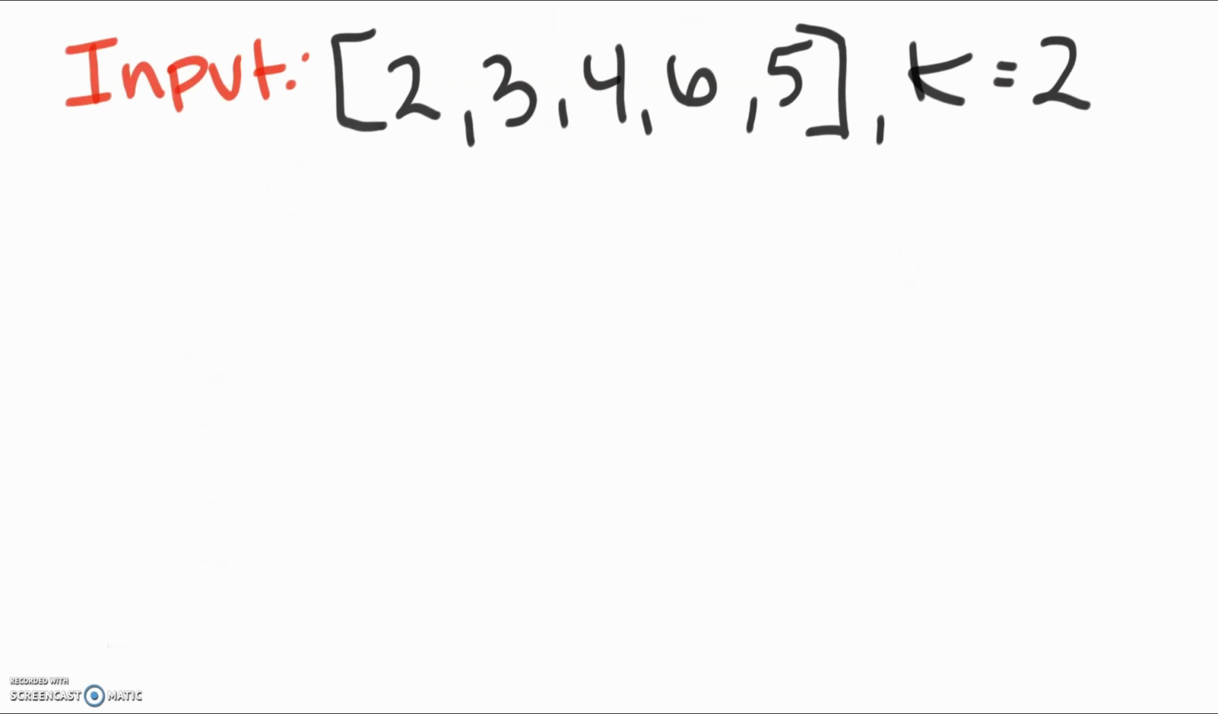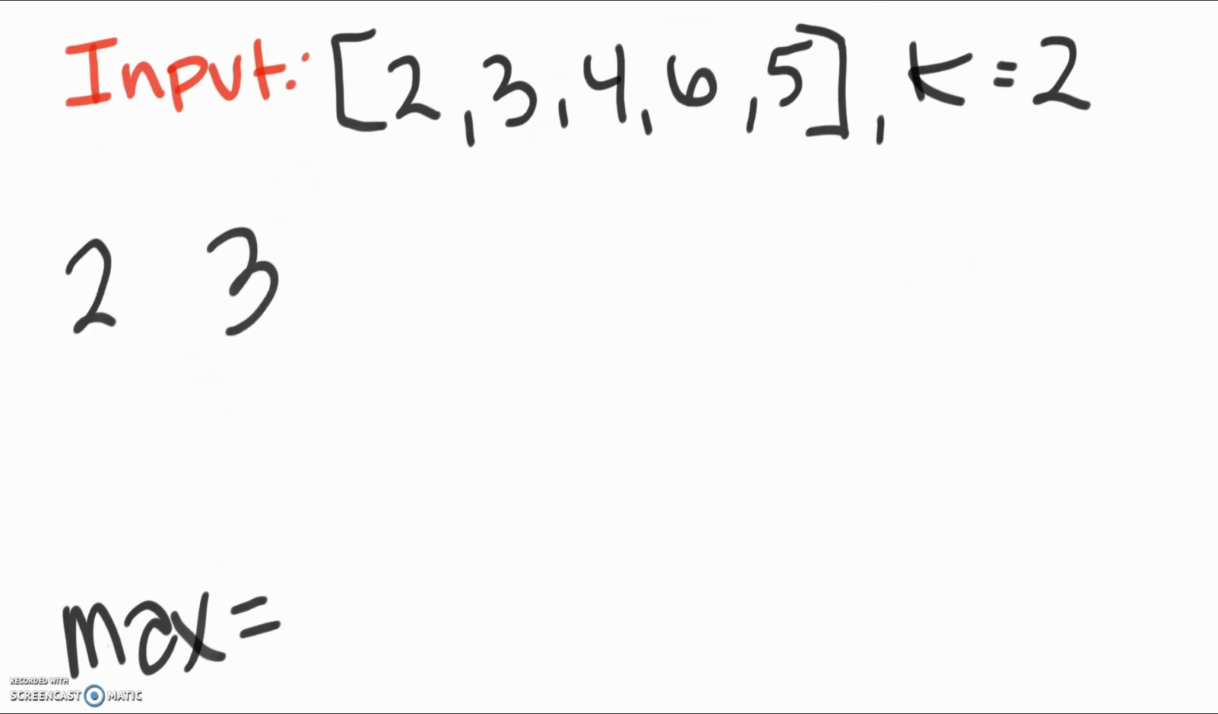So right here we have our input. We have an array with these values, and our k is going to be equal to 2. So first, we're going to want to keep track of our max sum. Let's write that first. I'm just going to call it max. So this is what our max is going to be throughout this. Now, let's also write out the array so we can just look at this. So we're going to have 2, 3, 4, 6, and 5.